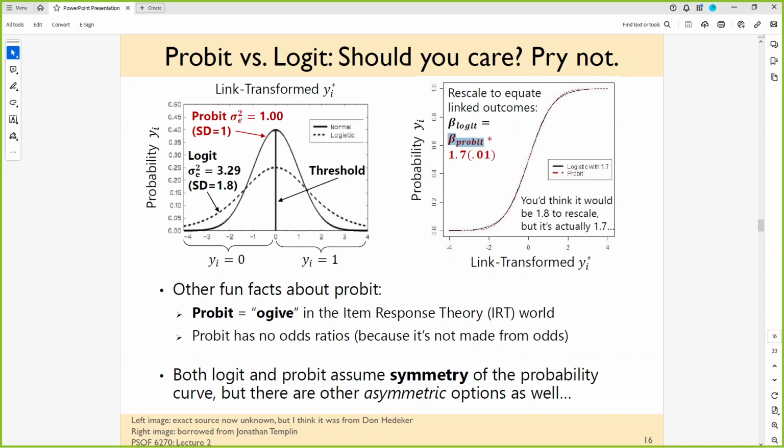Do you have something to add, Lisa? Yeah. So it's a difference in scale. It's like asking, do you want your results in inches or feet, or centimeters or meters?